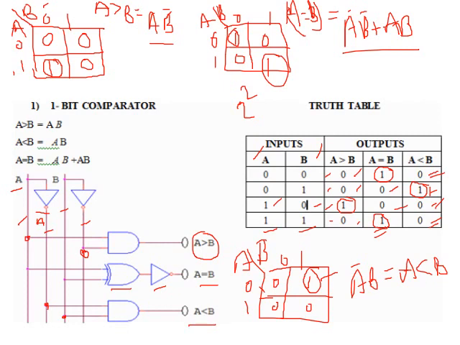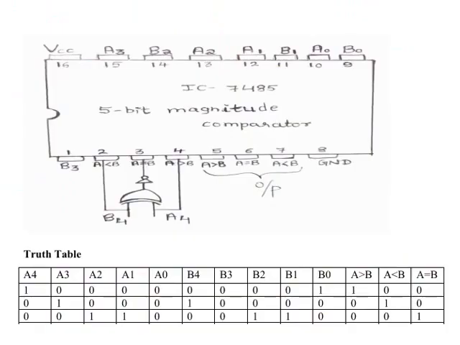So I hope the 1-bit comparator is clear. Now let us move towards the 5-bit magnitude comparator. The 7485 IC is basically a 4-bit comparator. If you want to go with the 5-bit comparison, then we have to use one more 7485 IC, that is, a total of two 7485 ICs are required. But here what we have done is we have used only one 7485 IC.